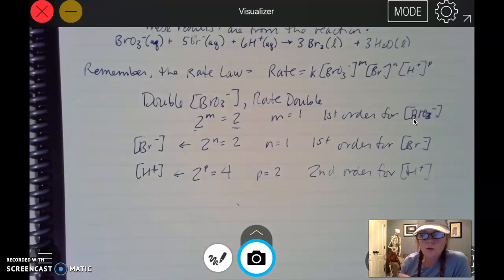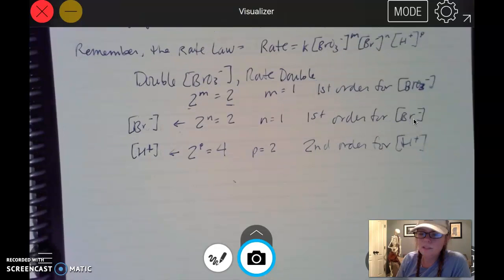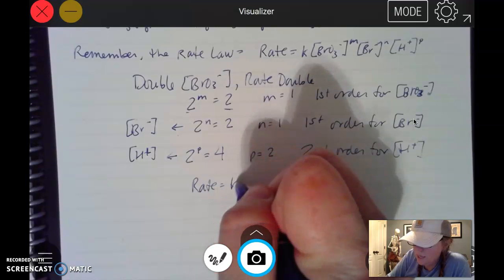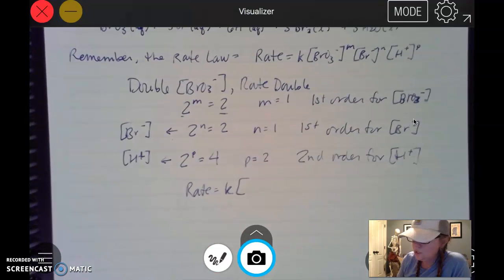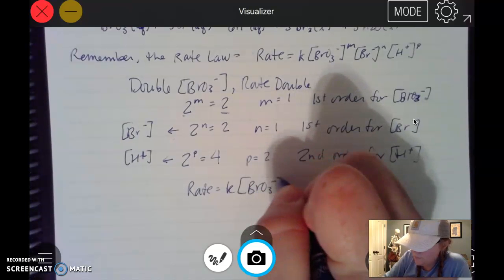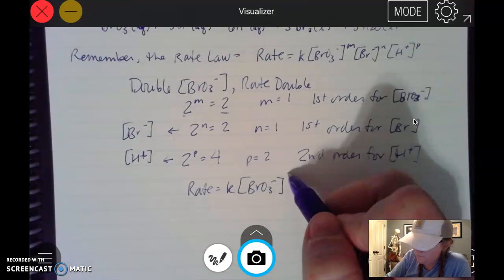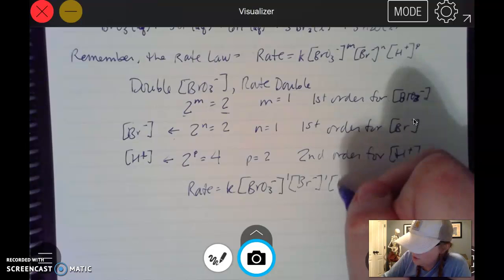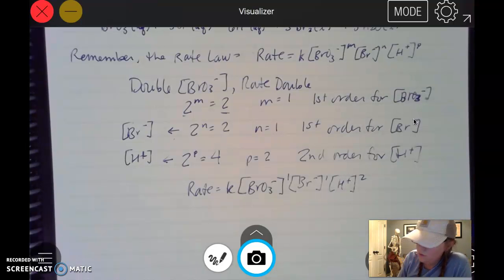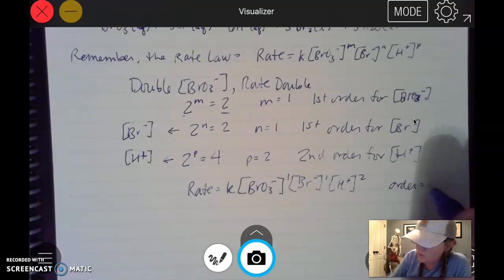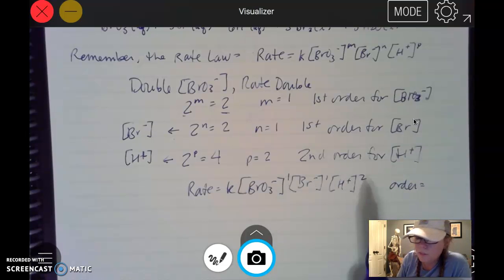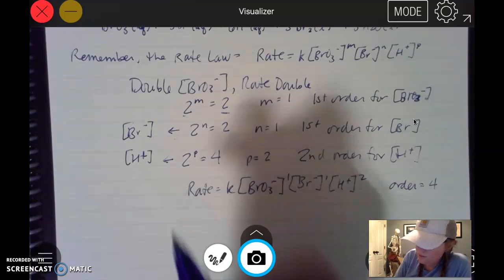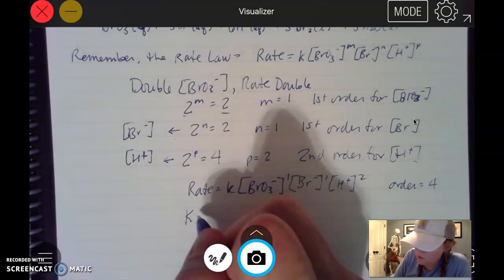Okay, so we're through, except for we need to put it all together and write the rate law, and we can calculate K. So rate equals K times concentration of bromate to the 1 times the concentration of bromide to the 1 times the concentration of H plus to the 2. So the total order for this reaction is the sum of all of those exponents. So it's a fourth order reaction. And we can solve for K. Let's do that. So what does K equal?